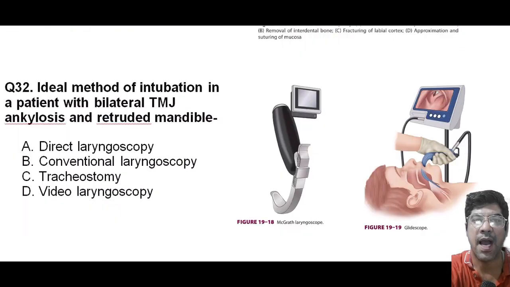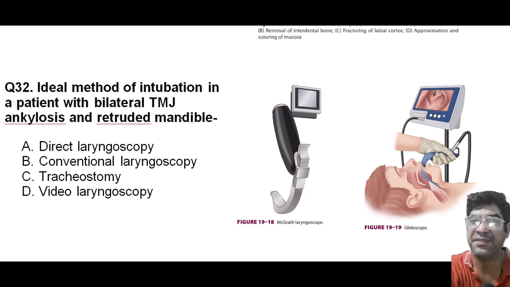Next question. The ideal method for intubation in a patient with bilateral TMJ ankylosis and retruded mandible is video laryngoscopy. Well, in a patient with bilateral TMJ ankylosis and retruded mandible, intubation can be extremely challenging. As we know, TMJ ankylosis refers to the fusion or limited movement of the TMJ joint that can limit the ability to open the mouth. So in that case, video laryngoscopy is considered an ideal method for intubation.